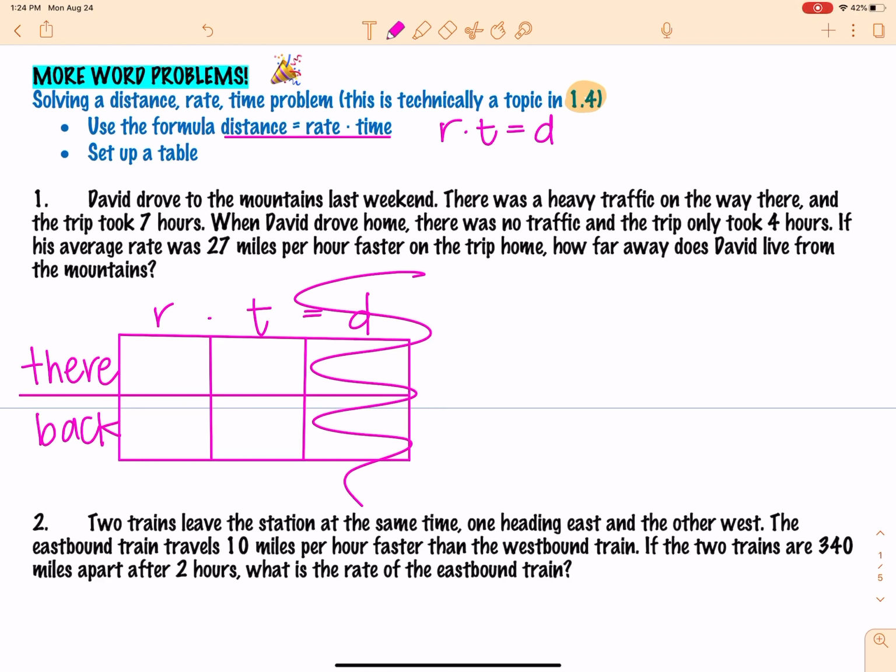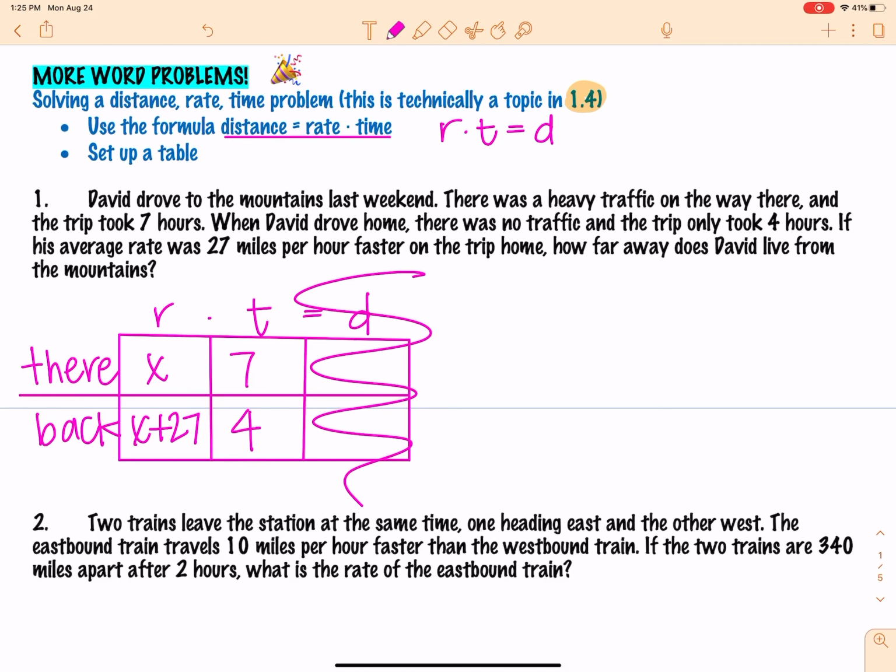Okay, so again, let's reread it. David drove to the mountains, there was heavy traffic on the way there, and the trip took 7 hours. So on the way there, the rate was 7. I'm sorry, not the rate was 7. The time was 7. When he drove home, there was no traffic, and the trip only took 4 hours. So we'll put 4 here. His average rate was 27 miles per hour faster on the way home, so his average rate there, we'll call it X, because his average rate on the way home was 27 faster than that. So something has to be X, so then you can build on it to do your second one.